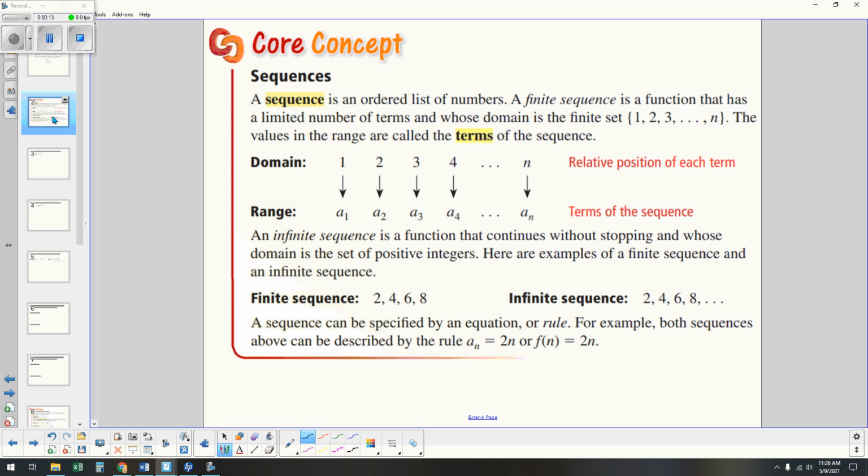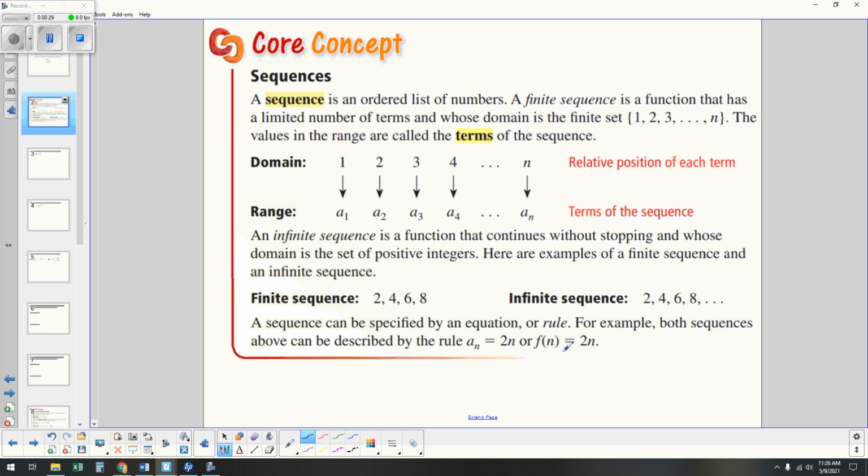Finite means that it ends, so there's a final term to it, whereas infinite means that it goes on forever. So the difference would be they either stop writing the numbers if it's finite, or they're going to put dot, dot, dot if it's infinite.